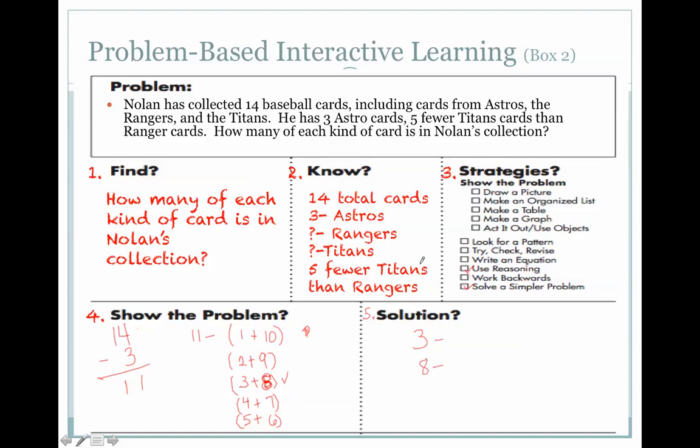Okay, 5 fewer Titans, which means Titans are less. So this has to be Titans. And as you can see, I'm thinking about the problem and the information as I'm going. So 3 Titans, and Rangers are the greater number, so 8 Rangers. And there are 3 Astros. Okay, and that's how you use the problem-solving process to help you solve difficult problems. Let's apply that process to another one.